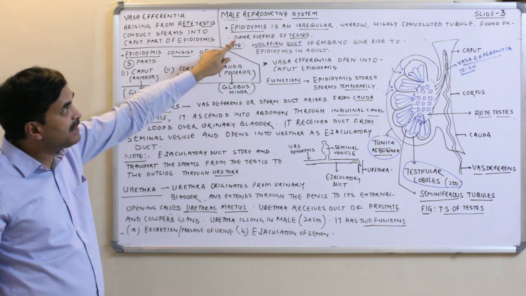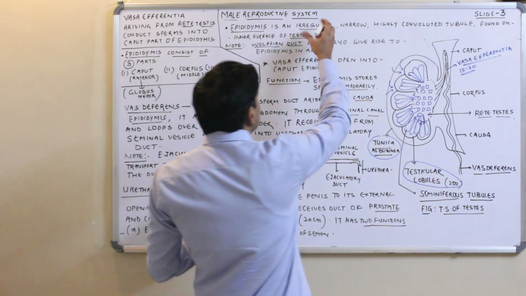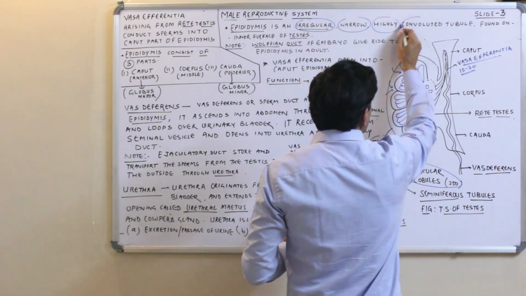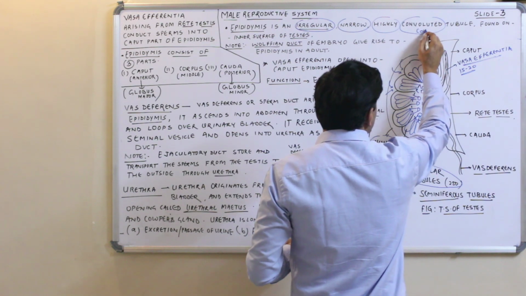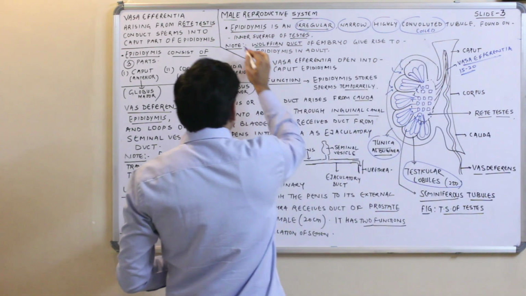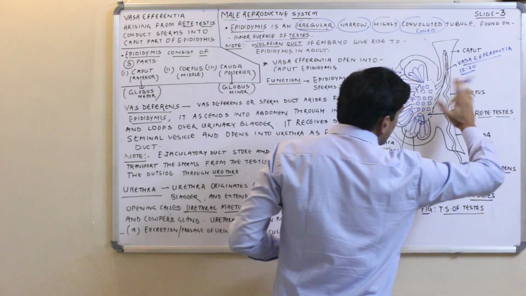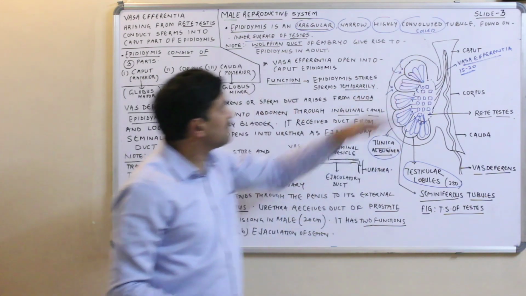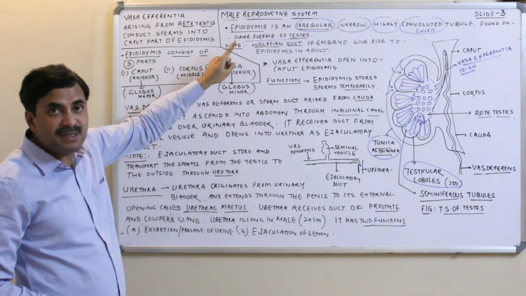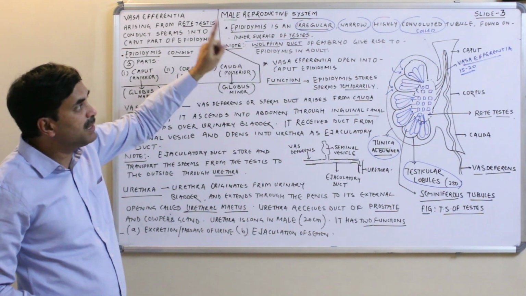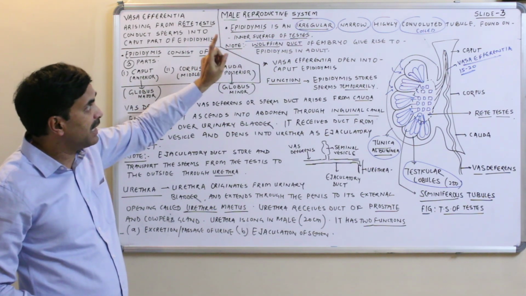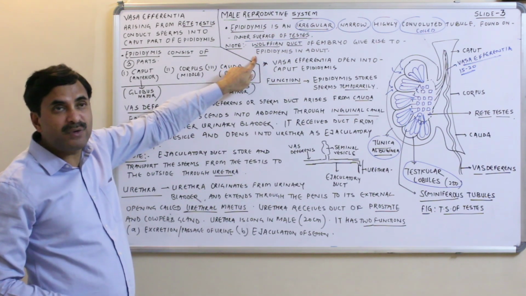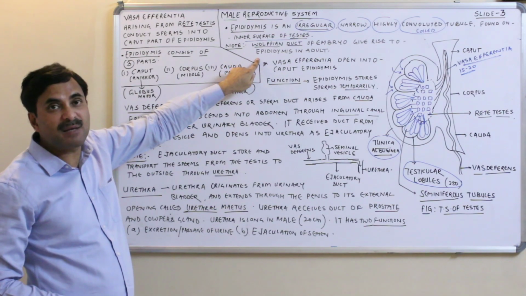So, epididymis is an irregular, narrow, highly convoluted tubule. Convoluted means highly coiled tubule found on the inner surface of the testes. Means found on the inner surface, the concave surface of the testes. This is the convex surface of the testes. And remember one thing, there is a duct in the embryonic stages known as the Wolffian duct. So the Wolffian duct of the embryo gave rise to the epididymis in the adult.